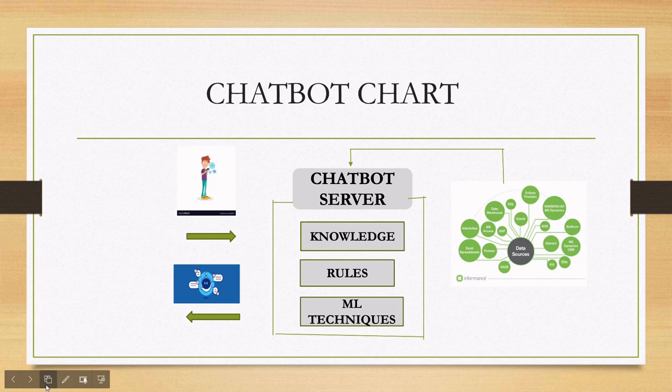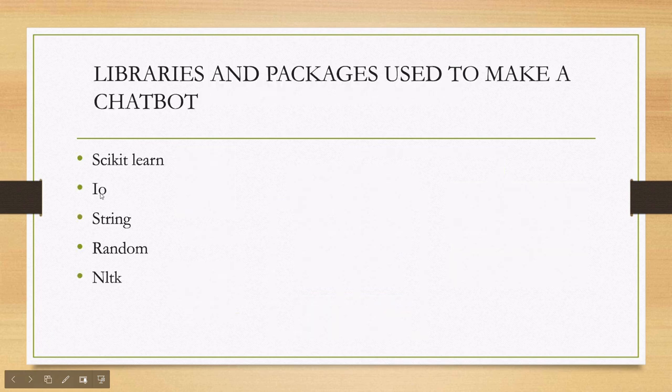Now let us see about the libraries and packages used to make a chatbot. These are the packages and libraries which we'll be using to make a chatbot. First, scikit-learn. It is also known as the sklearn library. It is a free software machine learning library for the Python programming language. It features various classification, regression, and clustering algorithms, including support vector machines and random forest. And it is designed to integrate with the Python numerical and scientific libraries like NumPy.